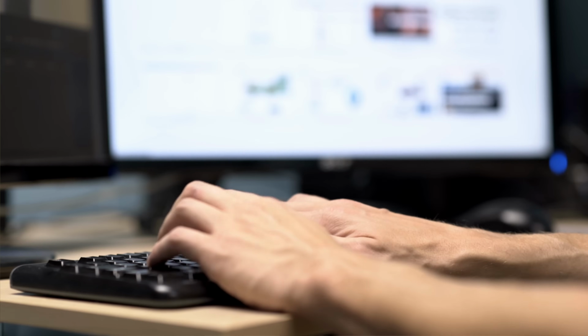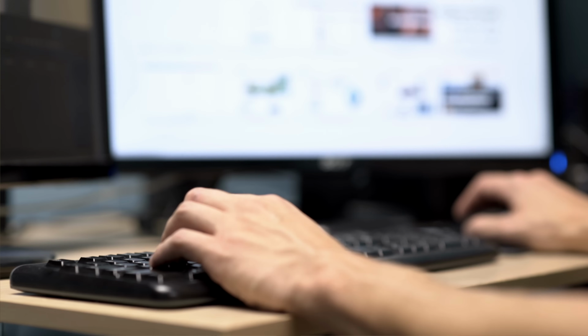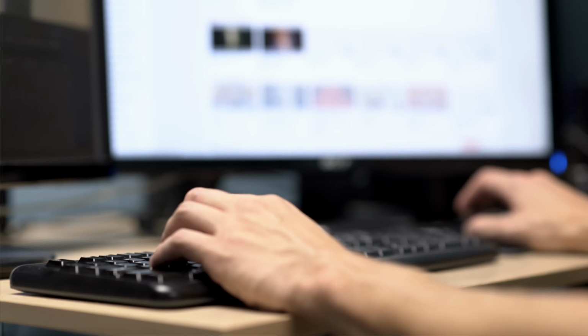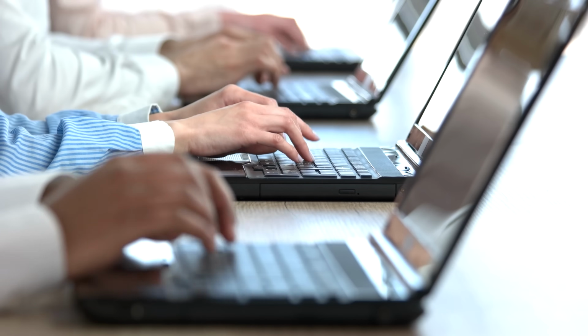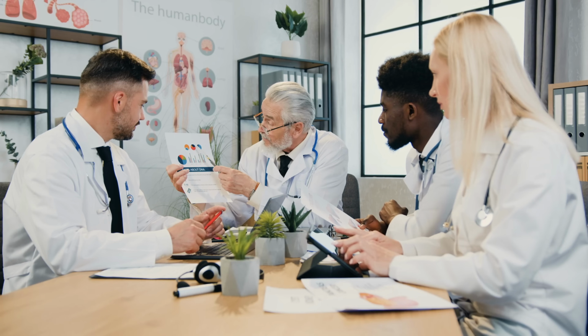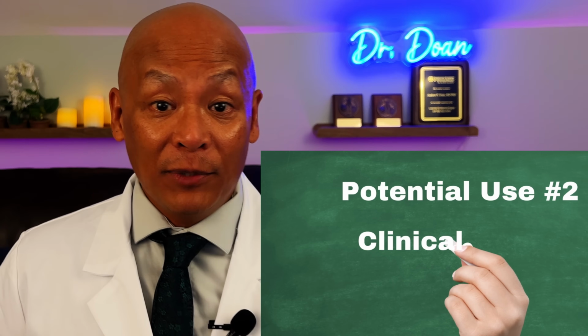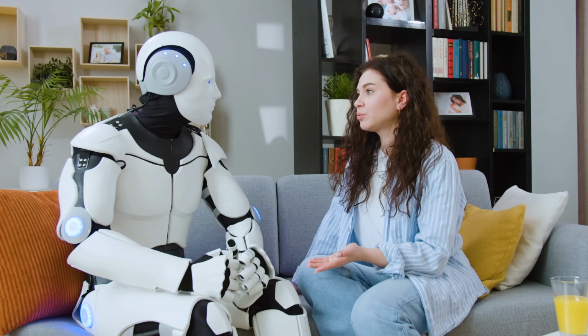ChatGPT can serve as an interactive platform for patients to ask questions about their health conditions, treatment options, and medications. It can provide clear and concise explanations, helping patients better understand their health and treatment plans. Before this becomes widely used, ChatGPT patient education tools will have to be validated and vetted for accuracy by medical professionals. Potential use number 2, clinical triage.